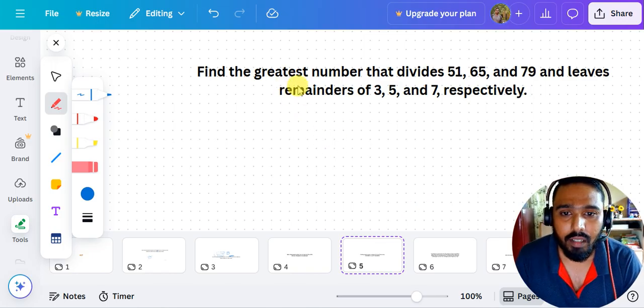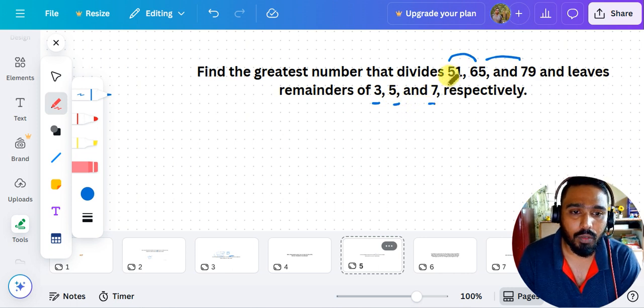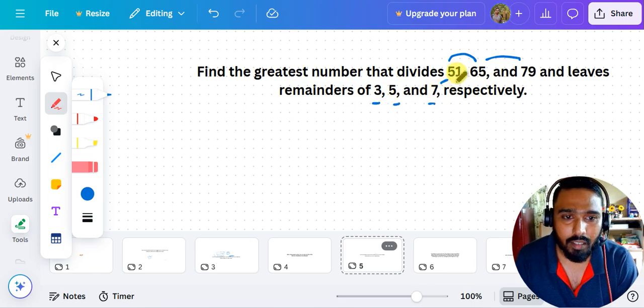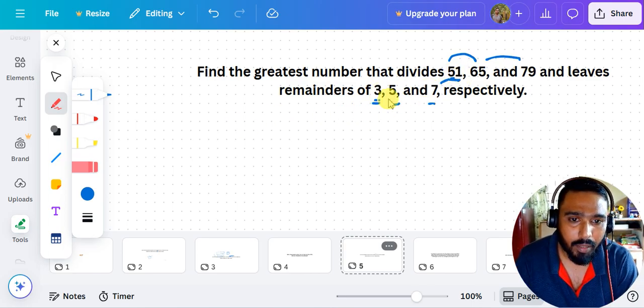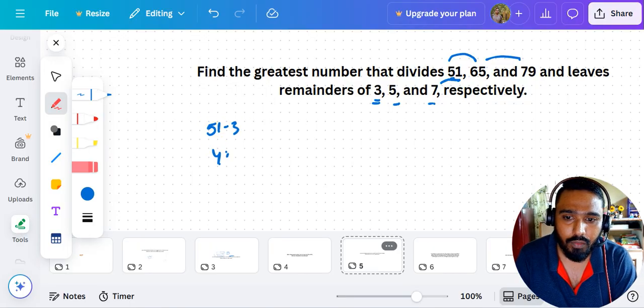Next one. Now find the greatest number that divides 51, 65, 79, and the remainders are 3, 5, and 7. So what you will do in this case is subtract the respective numbers, like this number and the remainder. इसको subtract करना है. मतलब 51 minus 3, okay, which you will get as 48. Okay. Next 65 minus 5, which you will get as 60.